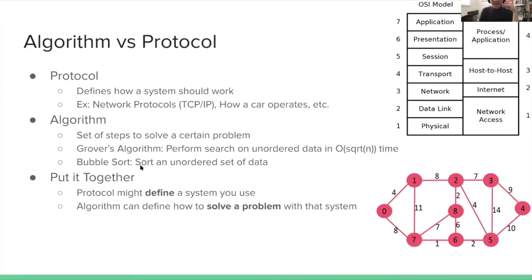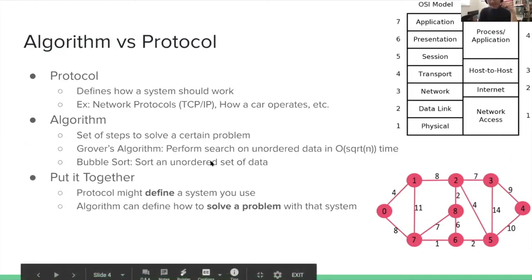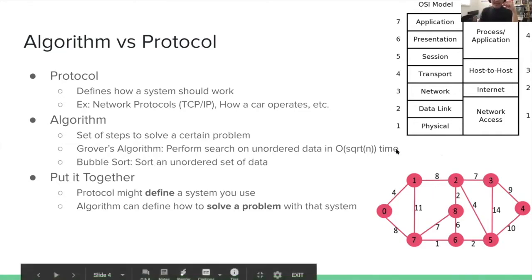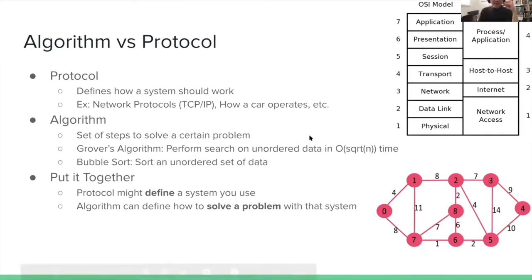And for anyone who's studied computer science, this picture should be somewhat familiar. It's Dijkstra's algorithm. It is a graph-based algorithm, and just an example of how the protocol may define how you create the network and what properties a network, or graph, should have. But the algorithm will tell you how to do something useful with said graph.